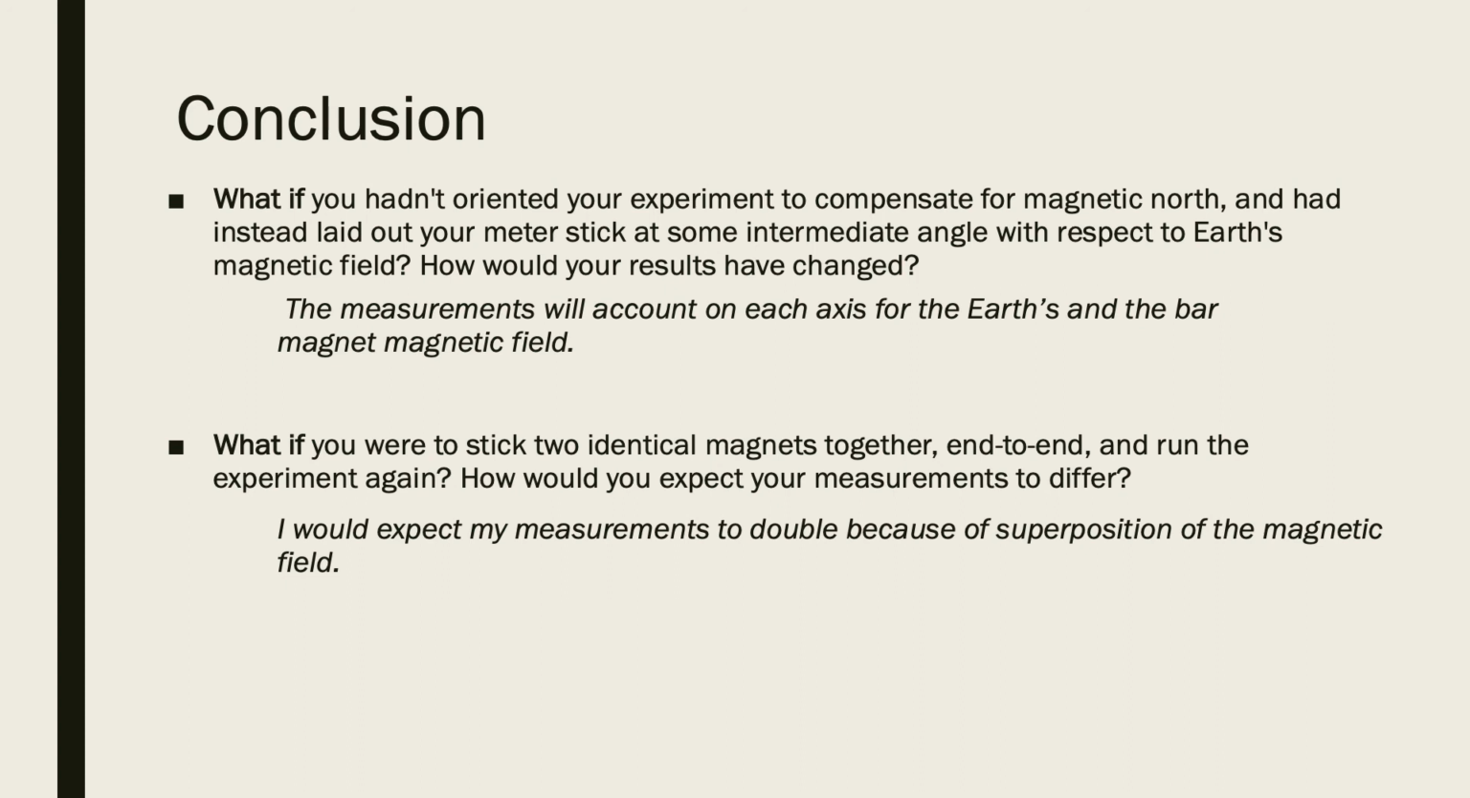So as a conclusion, what if you had then oriented your experiment to compensate for magnetic north? Well, the measurements that we would have would account on each axis for the Earth's field and the bar magnet's field. And what if you were to stick two identical magnets together? Then I would expect my measurement to double because of superposition of the magnetic field.